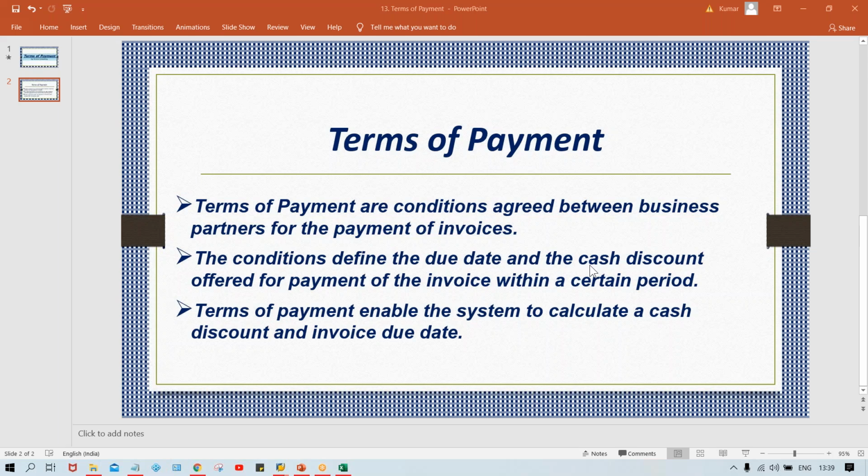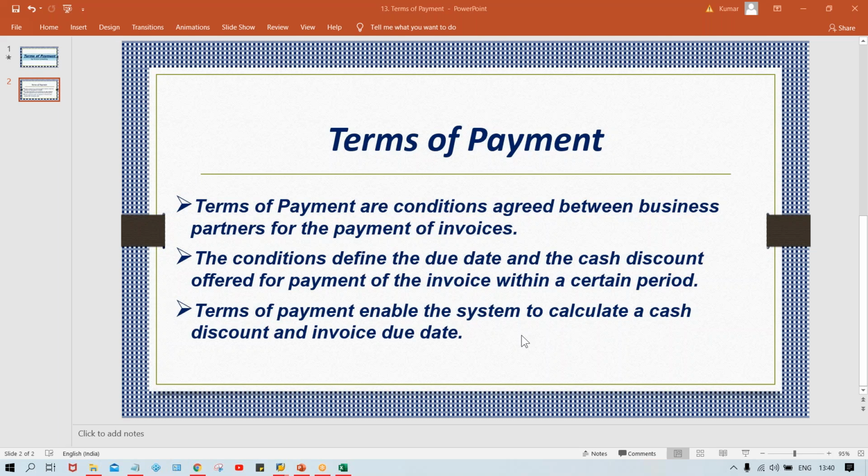So if early payment happens and we are eligible for the discount, the system automatically calculates the discount, and it is posted to a separate account called the discount account. I'll show you that practically so that you will have a clear understanding, right? Terms of payment enable the system to calculate a cash discount and invoice due date. This is the major use.